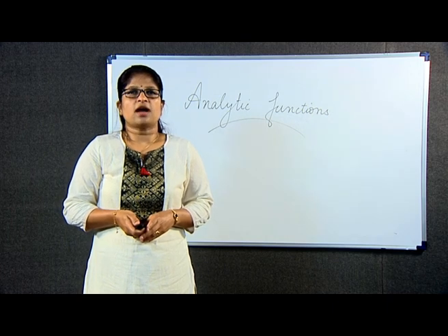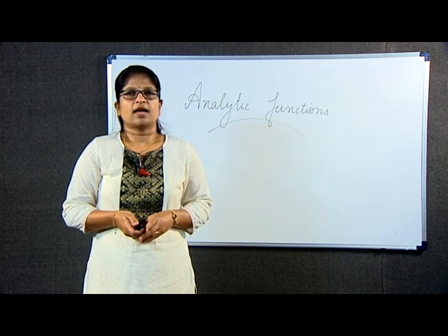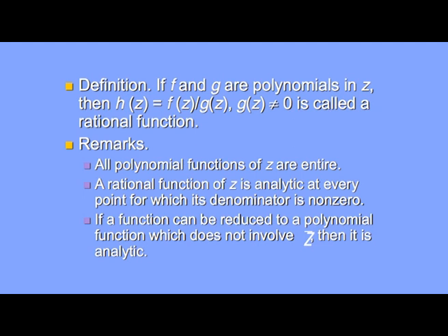Suppose f and g are polynomials in z, then h of z is equal to f of z by g of z, where g of z of course should not be 0. This is a rational function. All polynomial functions of z are entire, that means they are differentiable. A rational function of z is analytic at every point for which its denominator is non-zero. So, you do not have a problem here, same as in the real case.